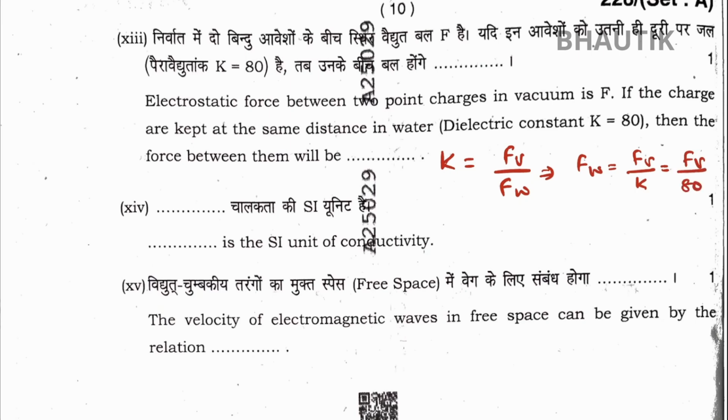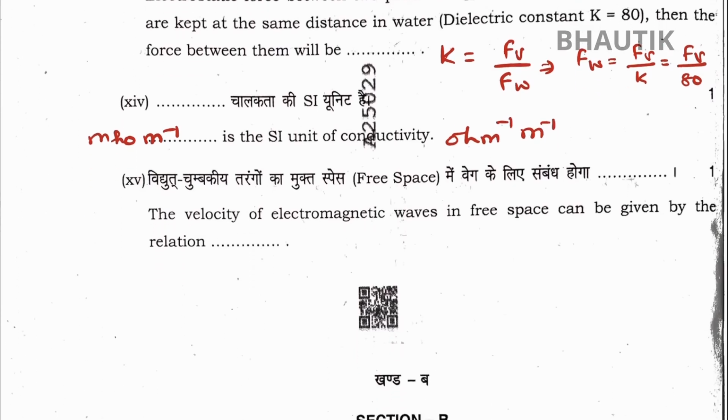Next question is: the SI unit of conductivity. The SI unit of conductivity is mho per meter. We are talking about conductivity, which is the reciprocal of resistivity, mho per meter, or sometimes it is also written as ohm inverse per meter.